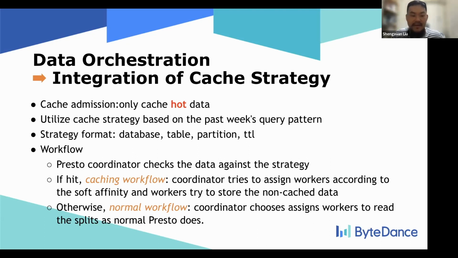And how to determine which data is hot. We do some analysis on the past week's query pattern, and based on this pattern we can find the potential hot tables, right? And then we use this data for our cache strategy.